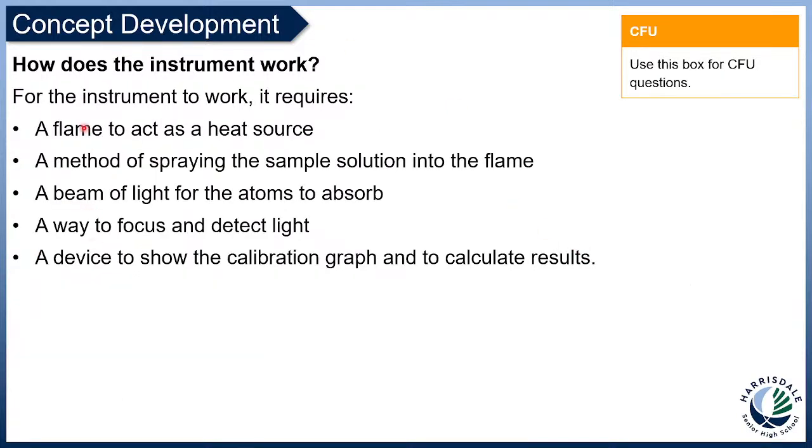So these 5 steps, it is very important that you know them in sequence. So first you have the flame that's burning, then you spray the sample into the flame. There's a specific wavelength of light going through the flame, and some atoms will absorb that light, and then whatever light is remaining that wasn't absorbed will get focused and detected, and then the machine will tell you an absorbance value for that specific sample.